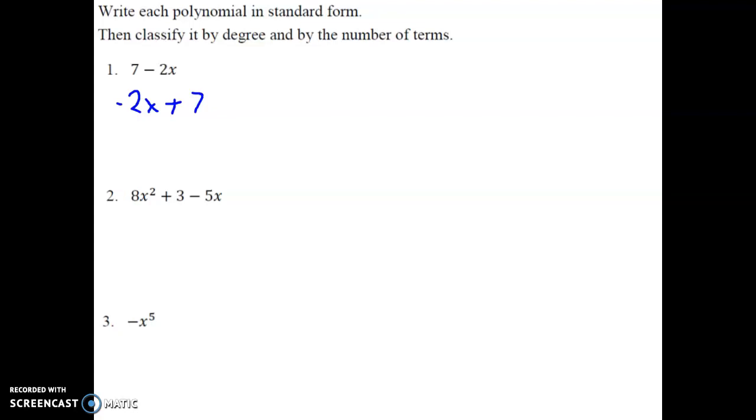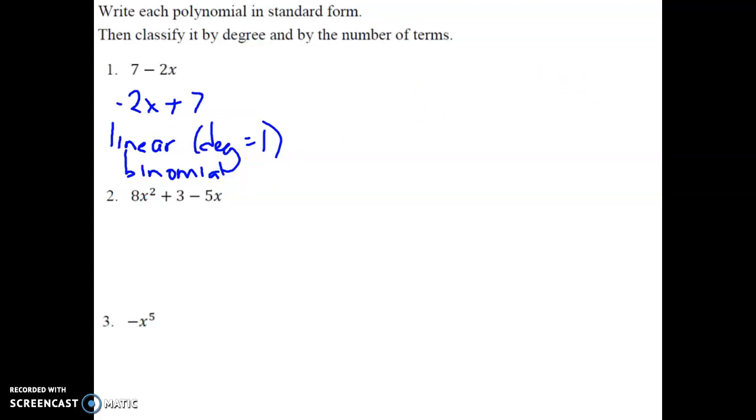Okay, so look at this. What is the highest power of x? Well, the highest power is this understood 1 that you don't see right here. So the degree, this one is going to be linear because the degree is equal to 1. And then classify it based on its number of terms. Well, I see 1, 2 terms, so that's going to make this one binomial.